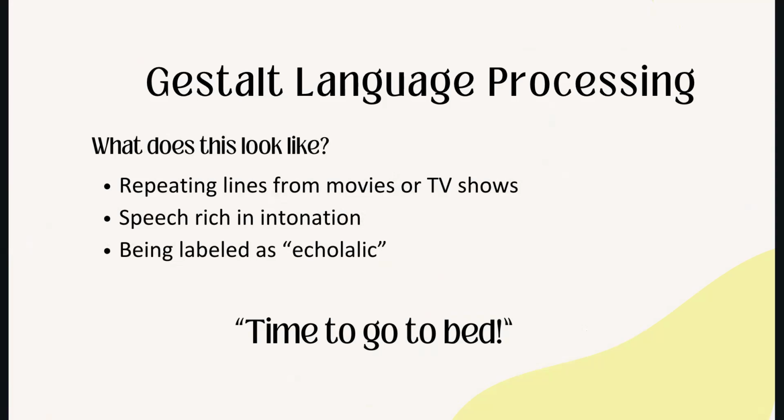They may have rich intonation in their speech, really sounding like adults, especially with questions, like really raising the intonation at the end, like really exaggerated. And they can also be labeled as echolalic, which is just a word that we use within child development as repeating. So let's take the phrase time to go to bed. So they learn this from a TV show. Okay, time to go to bed.